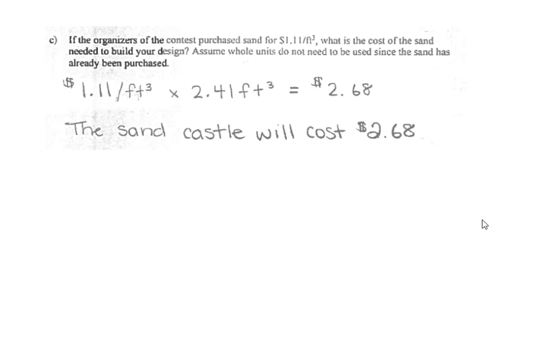This is different though. This is saying that the organizers already bought this stuff, and you're just trying to figure out how much of the sand they bought you used. So if we use 2.41 cubic feet and each cubic foot costs $1.11, we multiply those and get $2.68. So the little sandcastle that I made actually uses $2.68 worth of sand.